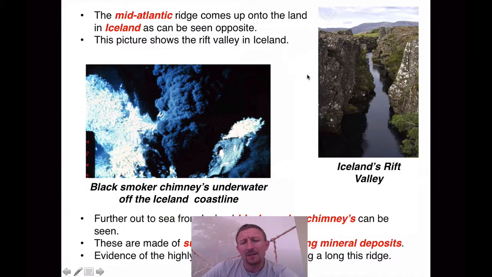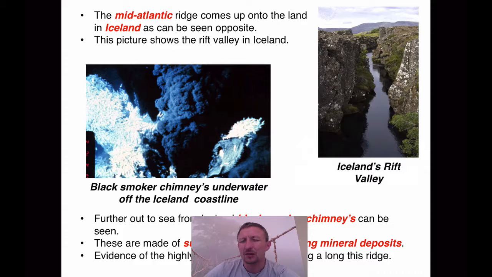Now, the photo on the right-hand side actually shows the actual ridge when it comes up onto land in Iceland. And you can see what we've got here is water is actually filling this crack between the two plates. So this part of the country and this part of the country are actually on two different plates. The result is they're actually getting further and further apart, and water is just spilling in between them. Because of the contour of the continental plate, it just happens to rise at that point.